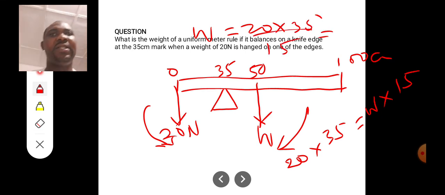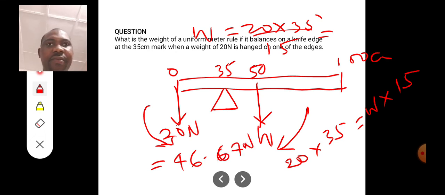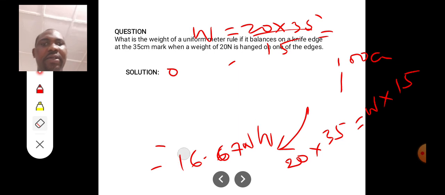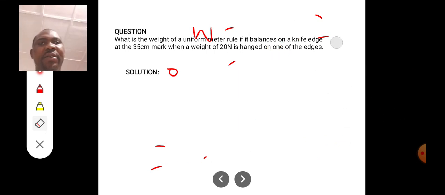So that means my W is going to be 20 multiplied by 35 divided by 15. So let's see that. 20 times 35 divided by 15. And that will give us 46.67. So the answer is 46.67 newtons. This is beautiful. Okay, I have the solution written here. Let me show you that just to explain further on what I've just done.